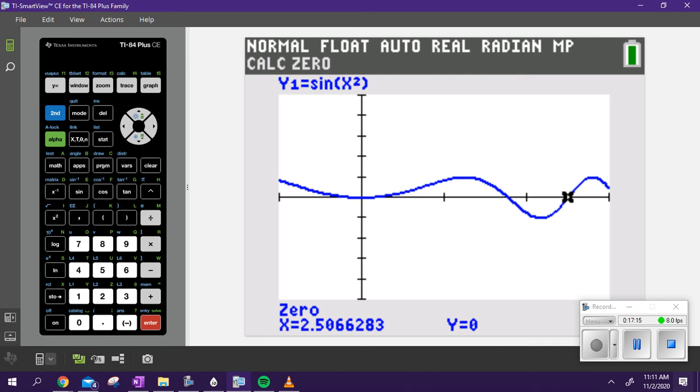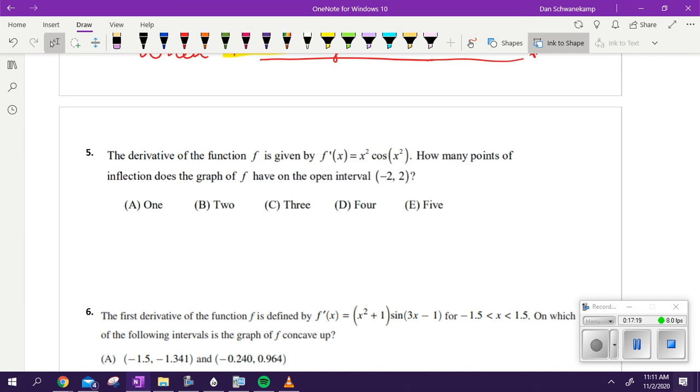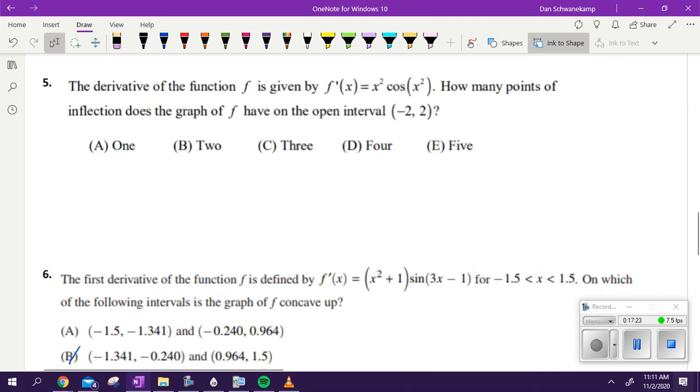Everybody good on that one? Let's keep working. A lot of just practice. It's pretty repetitive today, but we're just trying to see some different graphs and some different light and making sure we understand what's going on. This one's a little bit more challenging. Think back to what we did in bell work. There's a reason why we did the bell work we did.